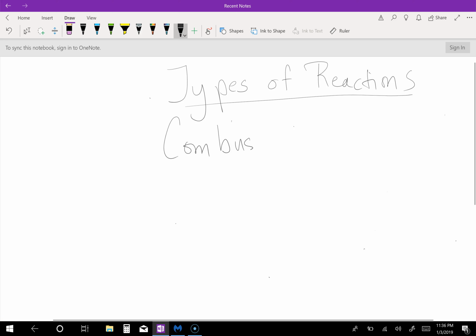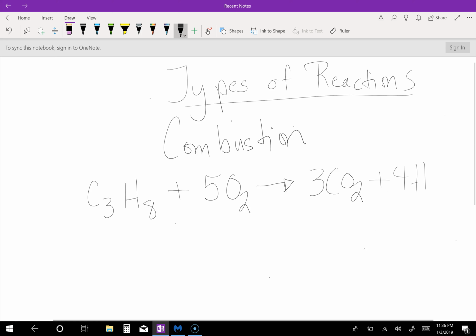The last kind of reaction we're going to look at is a combustion reaction. Combustion reactions are about burning, about combusting things. Here's an example of a combustion reaction. We're going to notice some things that are always in combustion reactions.